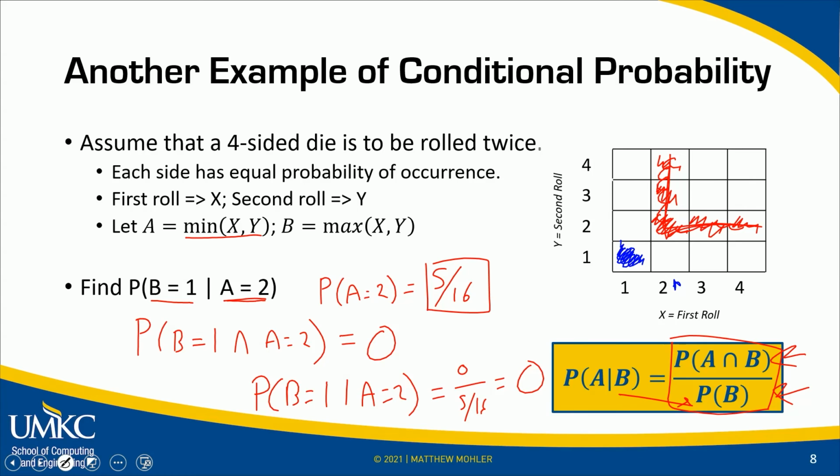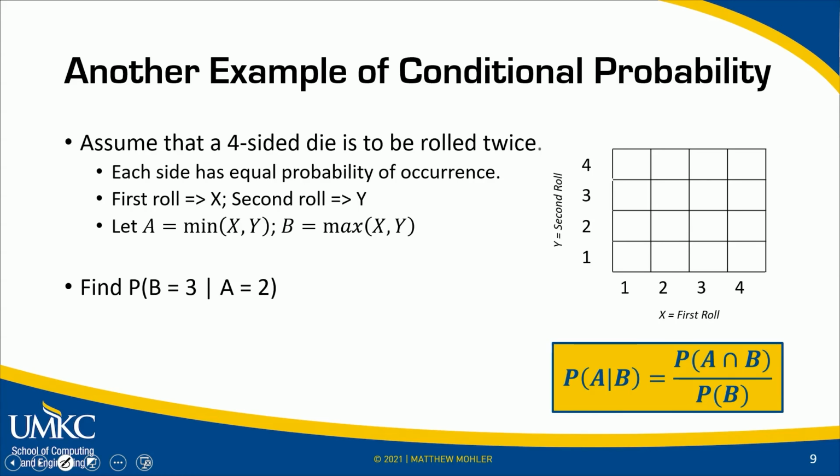Now, if we look at an example where there is overlap, let's say that we have the probability of B equaling 3 when A is equal to 2. Now, in this case, we can still use the same A equals 2, which is that the minimum is equal to 2, and that is these 5 squares like we determined earlier. So finding this probability in the denominator is not a problem. It's still the probability of A equaling 2. So we can say that P of A equal to 2 is equal to 5 over 16.